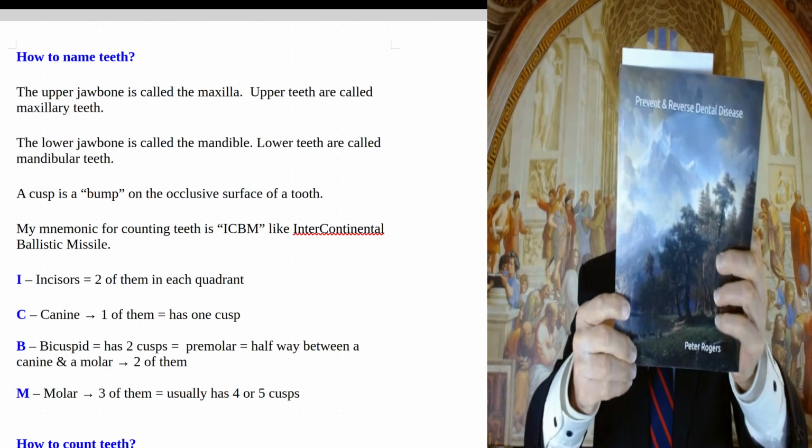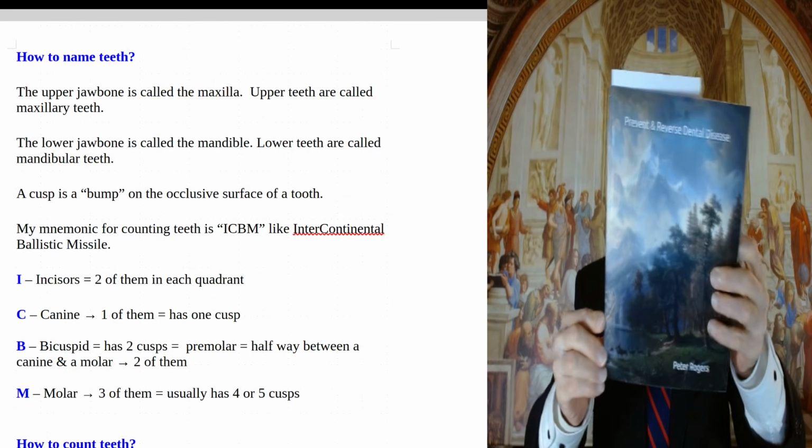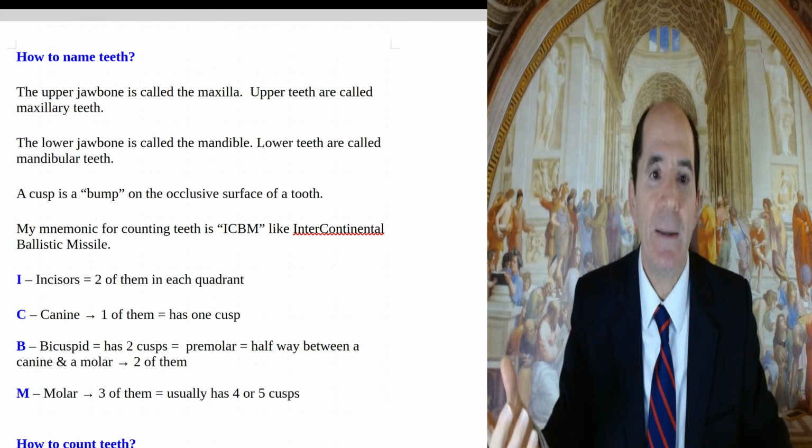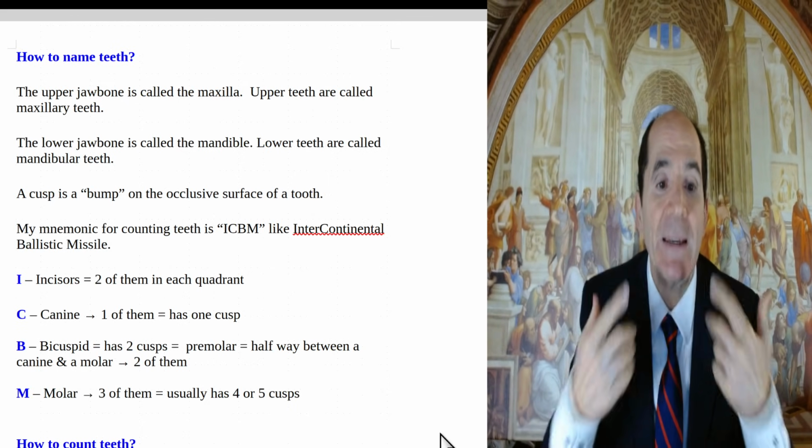Okay, we're continuing with this book here, Prevent and Reverse Dental Disease by me, Pete Rogers. You know, how to number the teeth. Well, first of all, how to name the teeth.